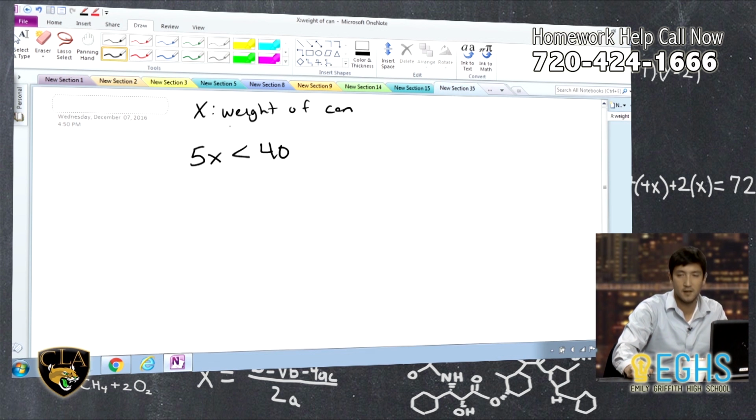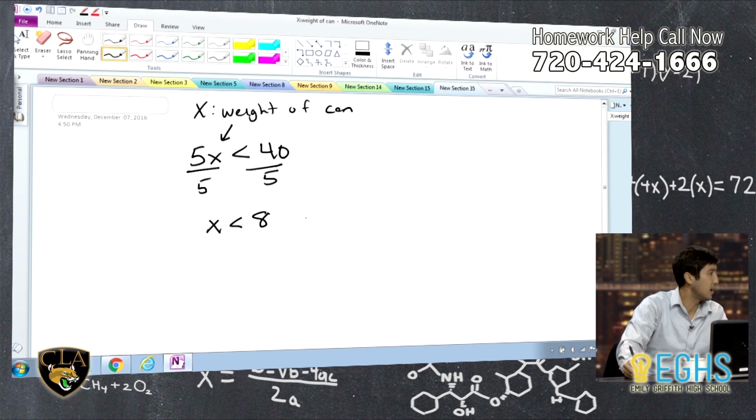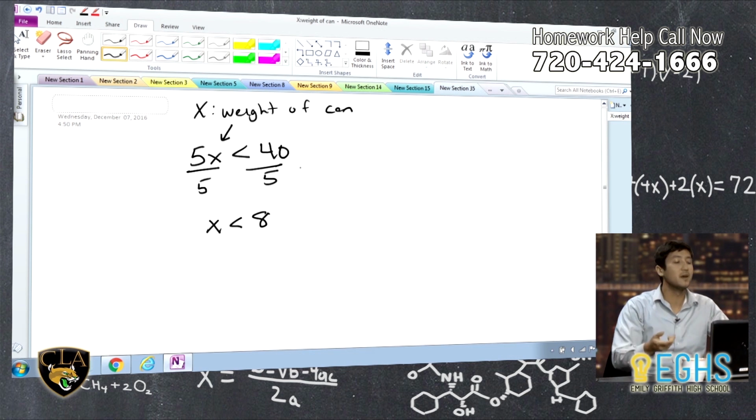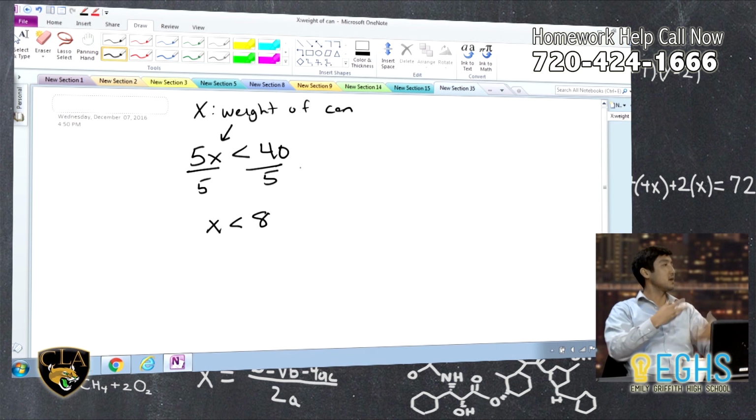So if each can weighs the same, we can set one variable. And we can just solve this the same way we would solve any regular equation. And we can say X has to be less than 8 kilograms. And then we could test that really quick. But again, we could set up an inequality for that and solve that way.